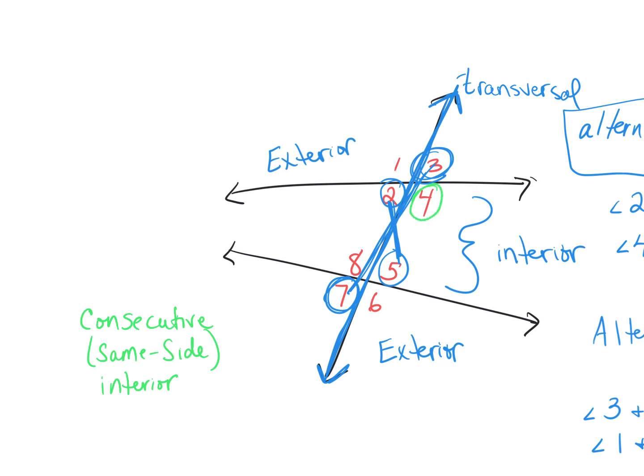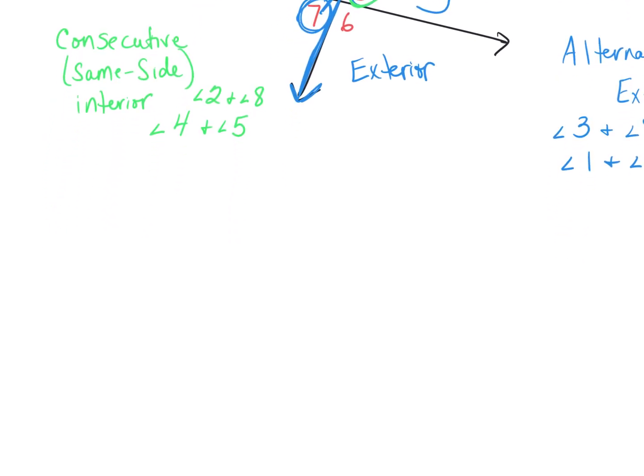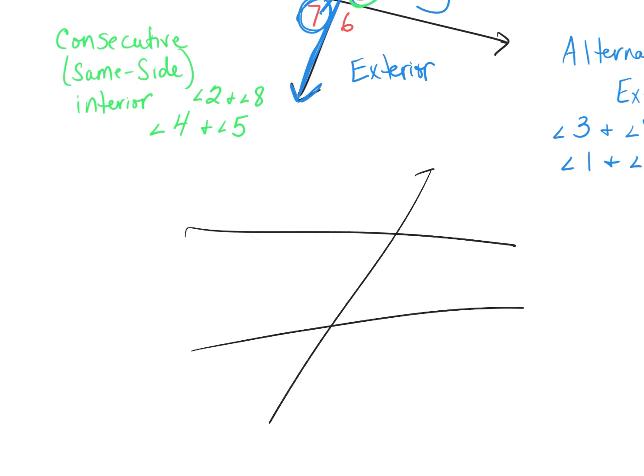again, we're on the interior, but this time we're on the same side of the transversal. So that's going to be angles 4 and 5, as well as angle 2 and angle 8. Both are on the same side of the interior. And then for our last one, and I'll draw a new set of lines here so it's easier to see, was our corresponding angles.